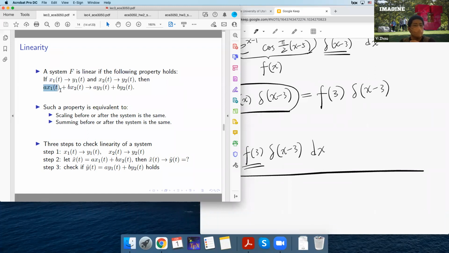If now instead, we feed a linear combination of these two input signals to the system, so it's a times x1 plus b times x2, where a and b can be any complex numbers, so this is a linear combination of any arbitrary two input signals. Now, if the output that we obtain from the system is also the same linear combination of the corresponding outputs of these two individual signals, if this property holds, we call the system a linear system. Because what this says is that if you feed a linear combination of inputs into a system, the corresponding output is the corresponding linear combination of the individual outputs.